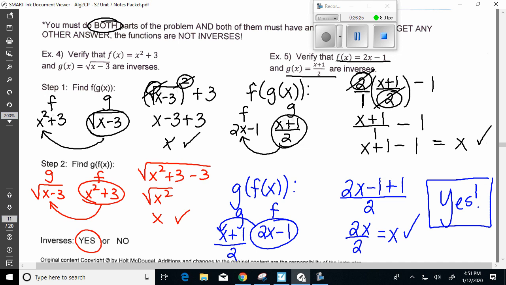Now, you might be wondering, is there ever a time when the answer will be no? Again, if you don't get the answer of x 2 times, then the answer is no. But for the majority of the time, anytime your directions are telling you to verify, it's a pretty safe bet that it works. You just have to show that it works.